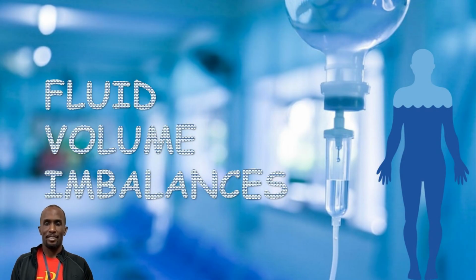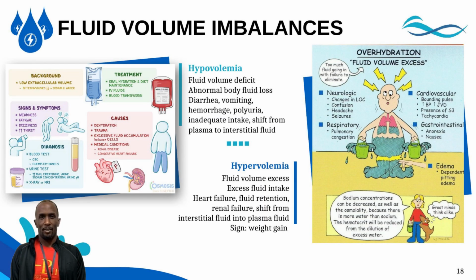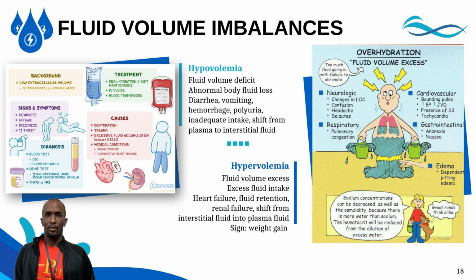When the balance is disturbed, patients may develop fluid volume deficit or fluid volume excess. Fluid volume deficit or hypovolemia results from abnormal fluid loss due to diarrhea, vomiting, hemorrhage, or polyuria. Conversely, fluid volume excess or hypervolemia arises from excessive intake or conditions like heart failure and renal failure, leading to weight gain. Understanding these imbalances is crucial for effective management.